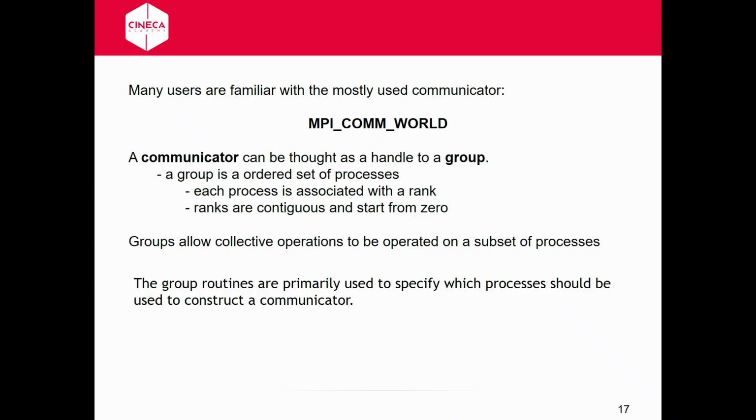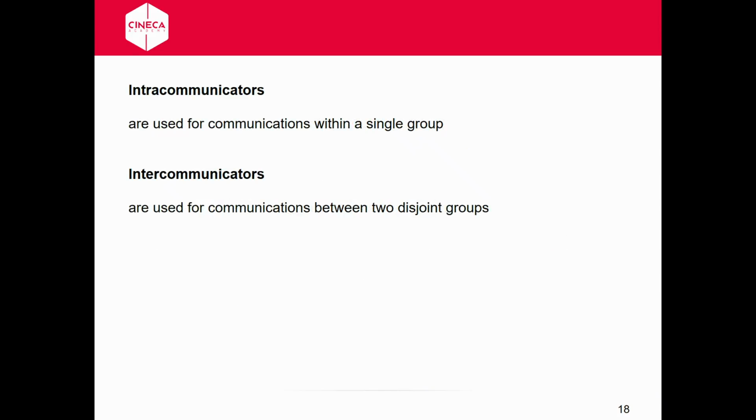These groups are used mainly to specify which processes should be used to construct a new communicator. So you can also use intracommunicator operations to communicate inside your new communicators, or intercommunicator operations to communicate between one communicator and another one.